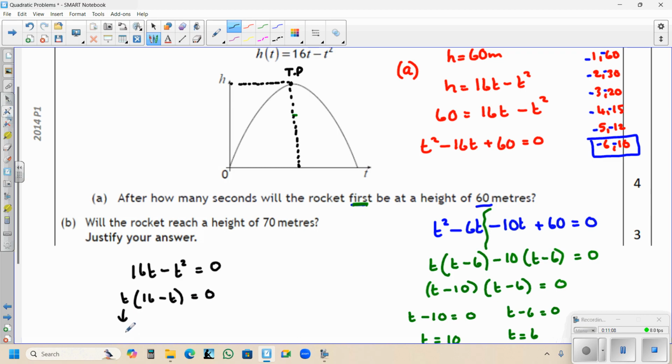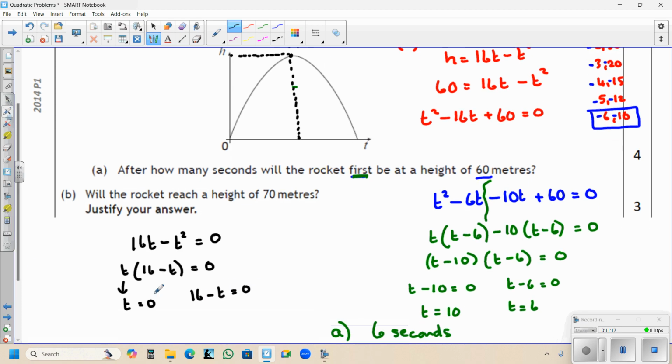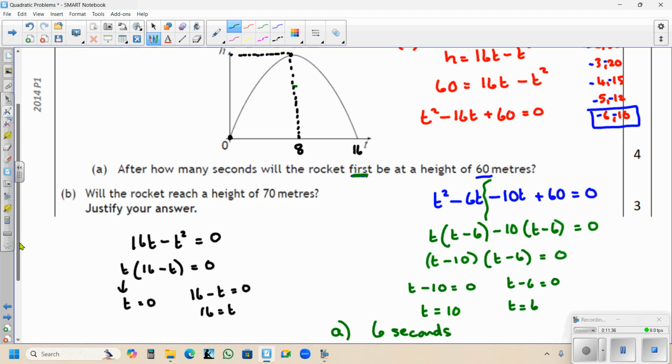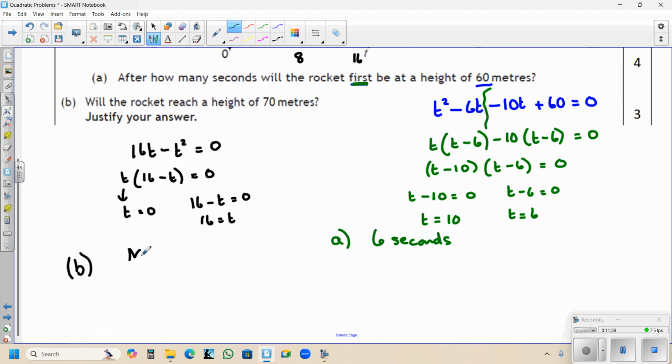So either from this bracket, t equals 0, or 16 minus t equals 0. I don't want that negative t, so I'm going to add t onto both sides. So 16 is equal to t. So that's the same as t is equal to 16. So there is a 0, the root there, that's that one. So this one must be 16. So the turning point lies halfway between them. So halfway between 0 and 16, half of 16 is 8. So it's got to be at a time when the time is equal to 8. So we've got a maximum height when t equals 8 seconds.